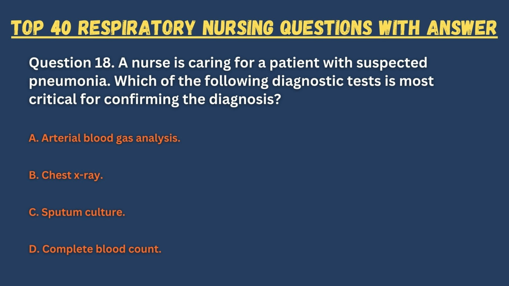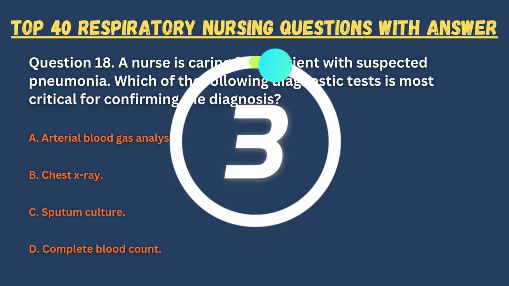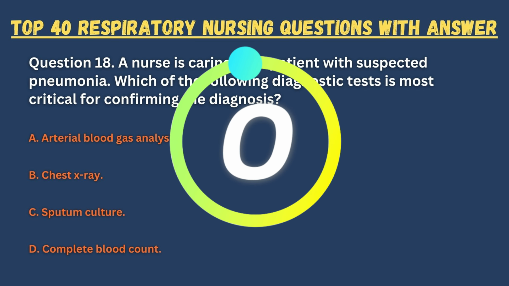Question 18. A nurse is caring for a patient with suspected pneumonia. Which of the following diagnostic tests is most critical for confirming the diagnosis? A. Arterial blood gas analysis. B. Chest X-ray. C. Sputum culture. D. Complete blood count.